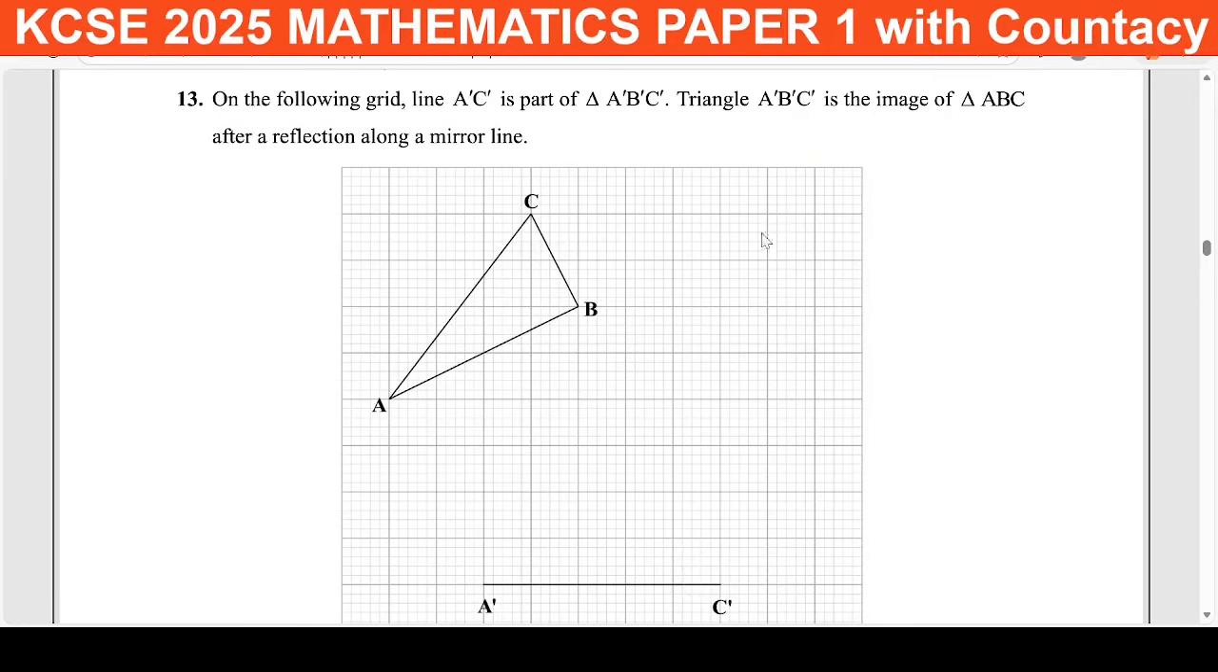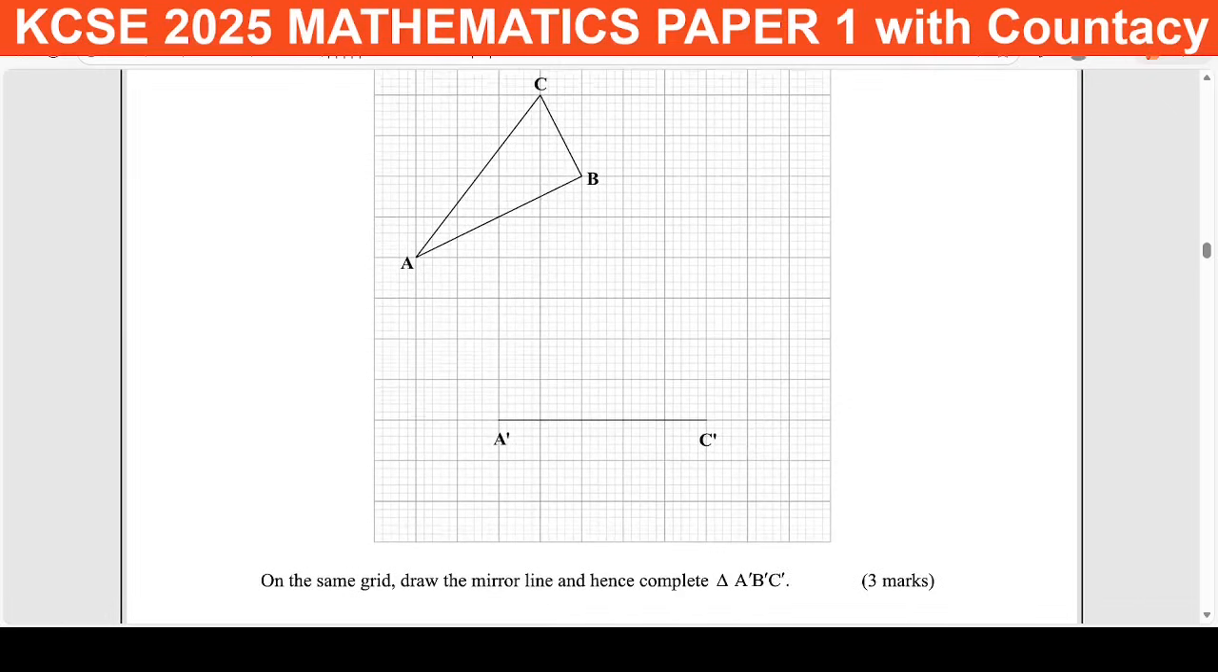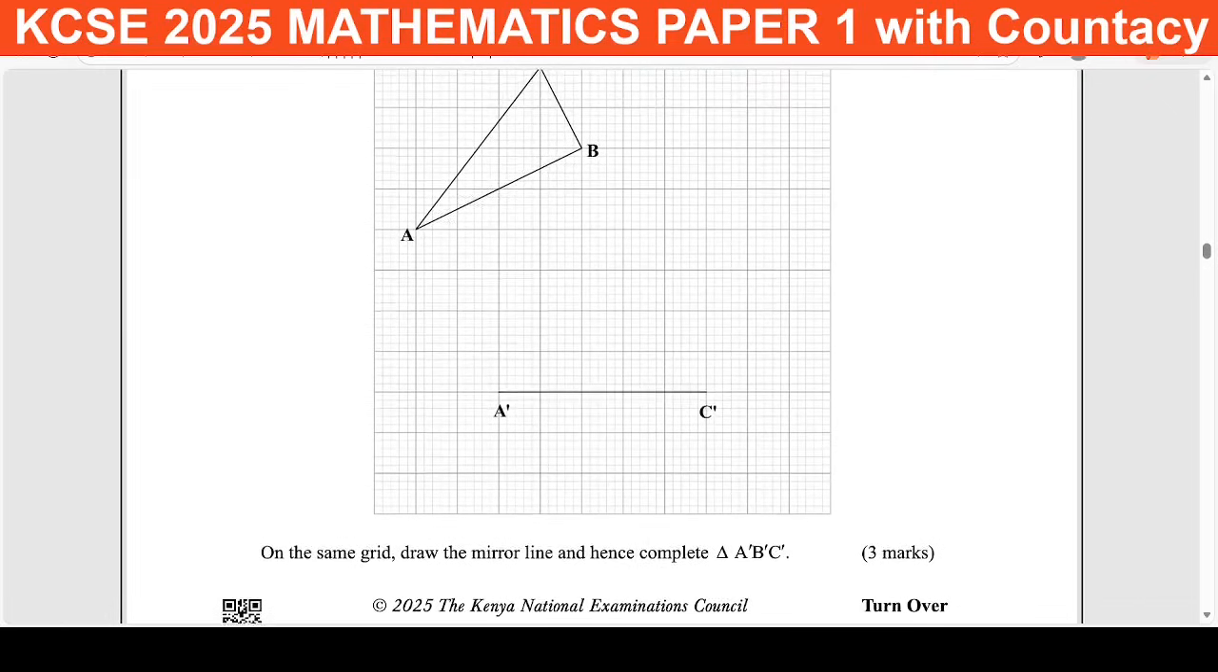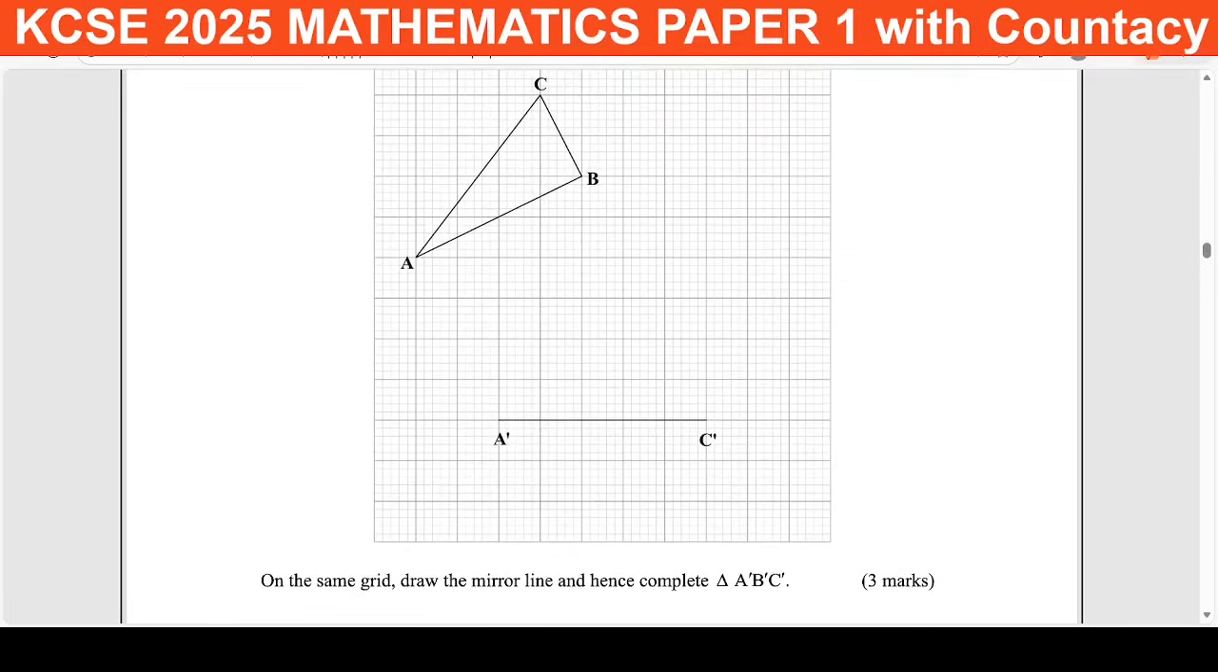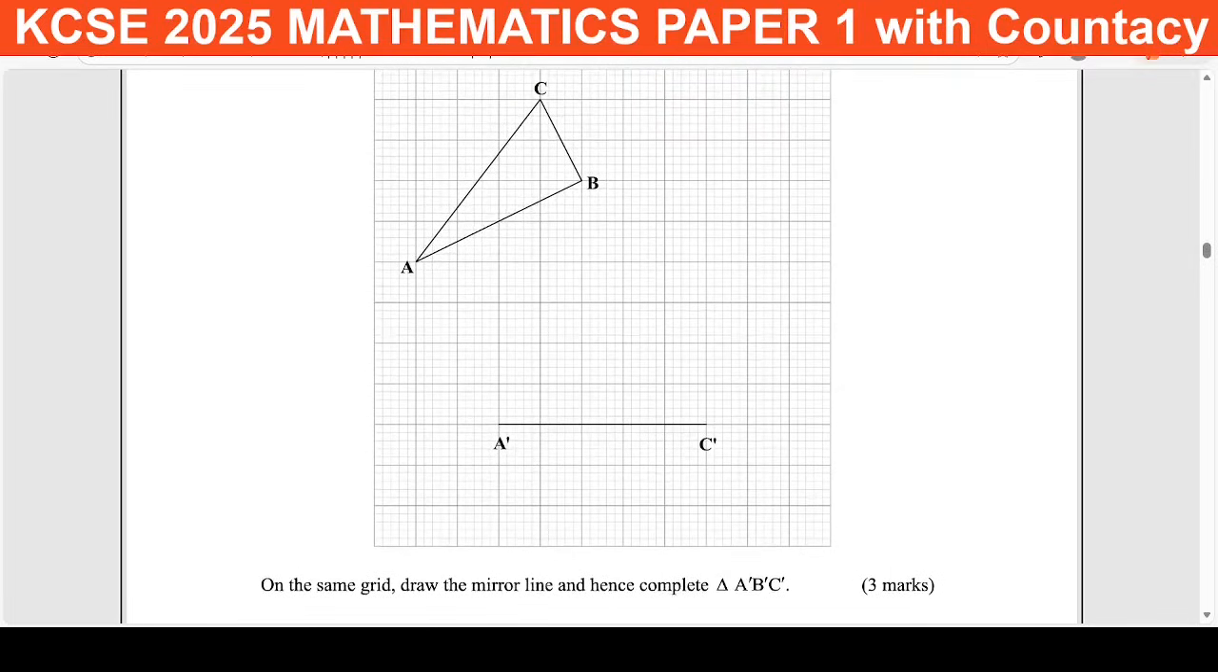It's right here. It's the image of triangle ABC after reflection along a mirror line. So we don't have a question actually so far. Let's go ahead and see how the question is requiring us. On the same grid, draw the mirror line and hence complete angle. I hope that you can be able to see where the question is. It's right here. And complete triangle A prime, B prime, and C prime.